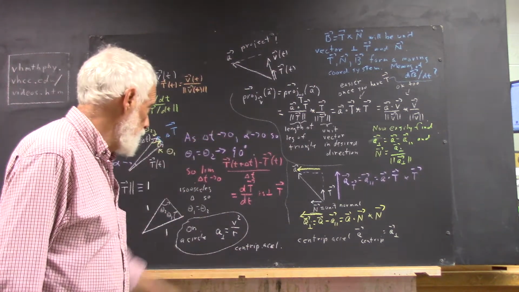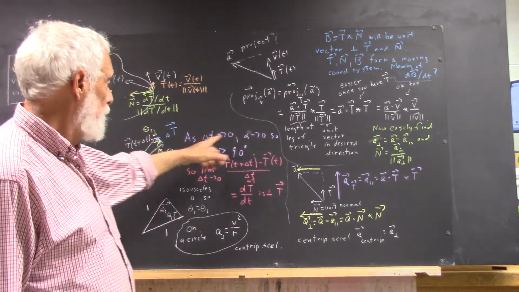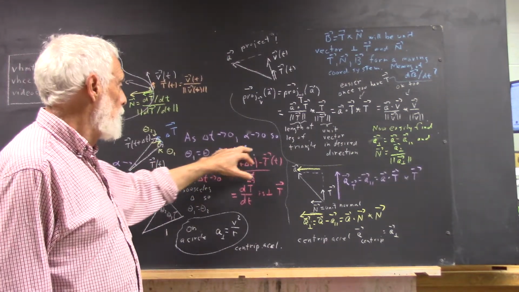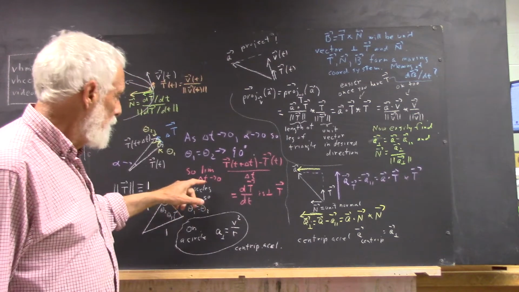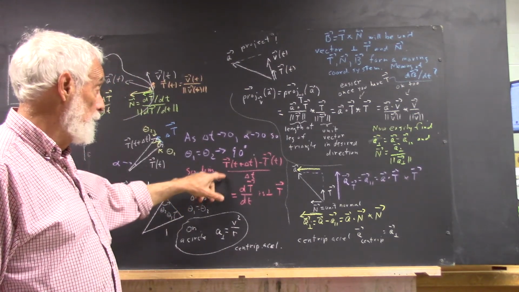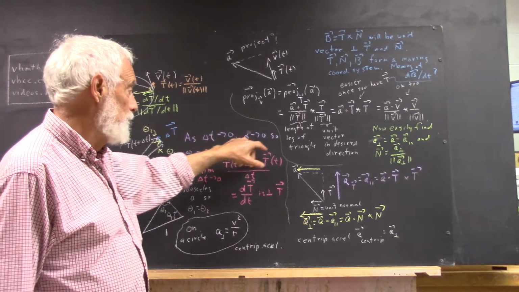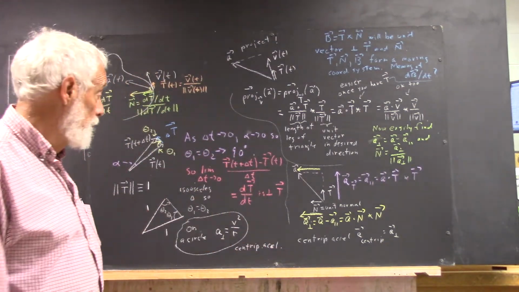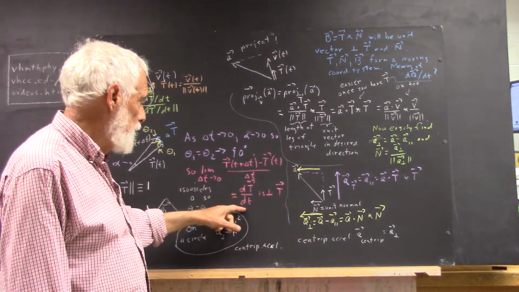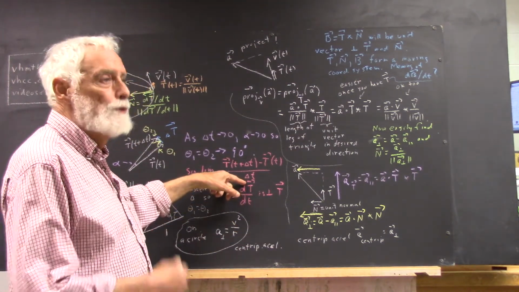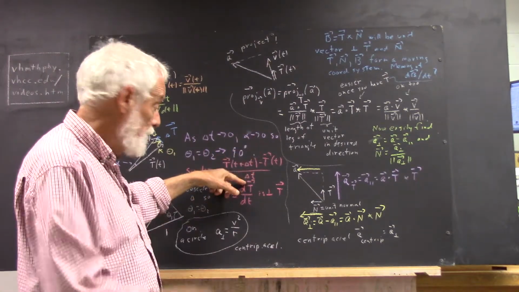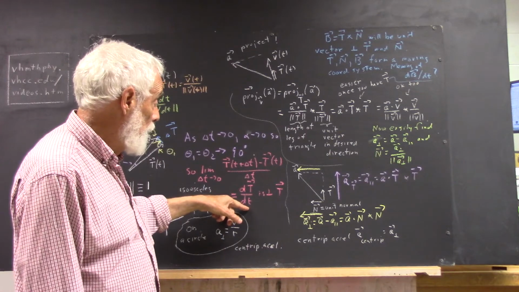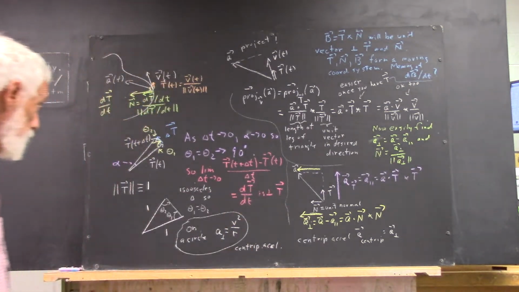And I've written some stuff out about this. Say as delta t goes to zero, this angle alpha goes to zero, so theta 1 equals theta 2 approaches 90 degrees. So the limit as delta t approaches zero of big T of t plus delta t minus big T of t over delta t, which is the limit that defines your derivative, is dT over dt, the derivative of your unit tangent vector with respect to the time increment, and that has to be perpendicular to your unit tangent vector.